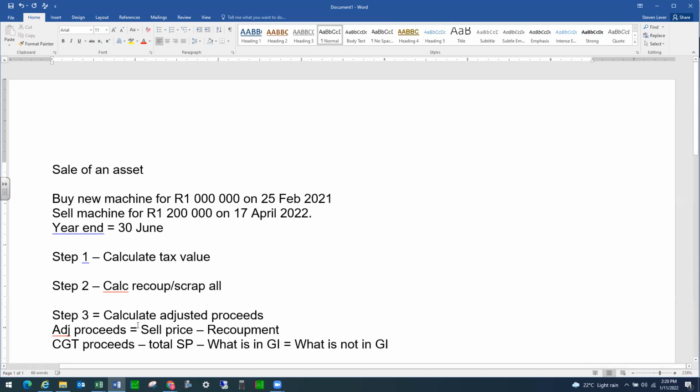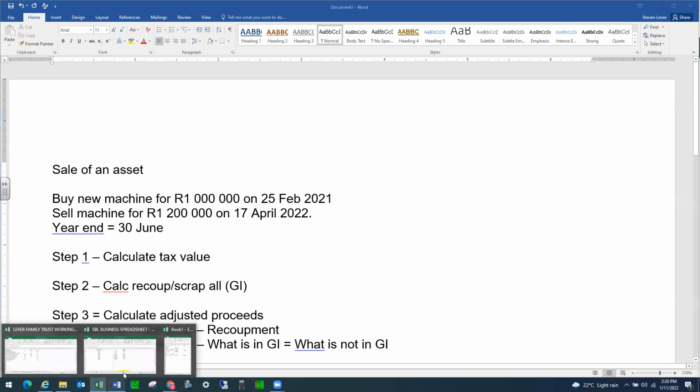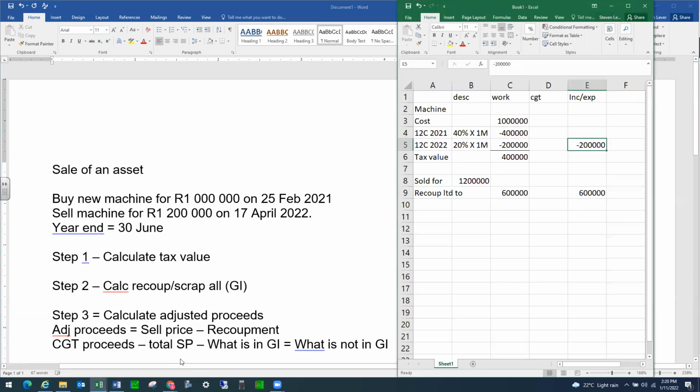So you cannot calculate proceeds unless you know what is in gross income. And by calculating your recoupment, what's going to happen? You know what's in gross income. Calculating my gross income, yeah. Does that make sense to you? Yes, it does. So coming back to my example now.